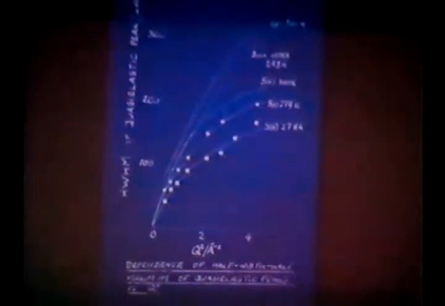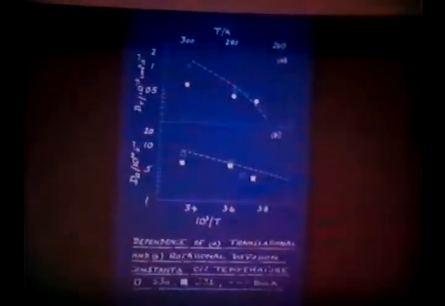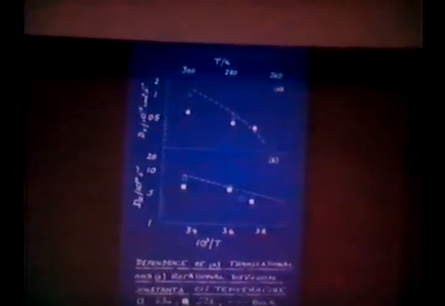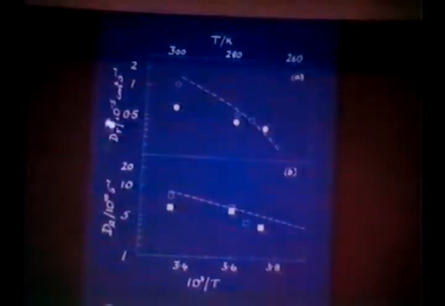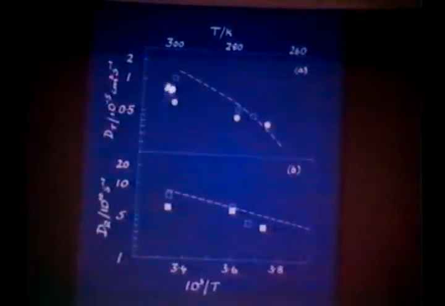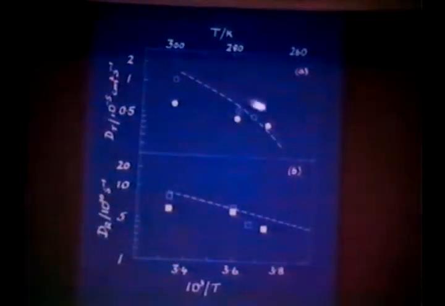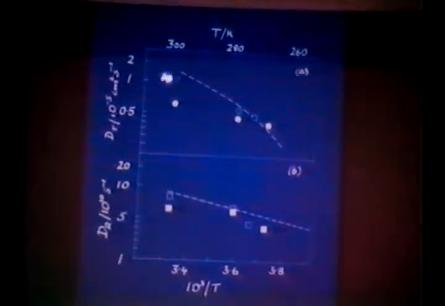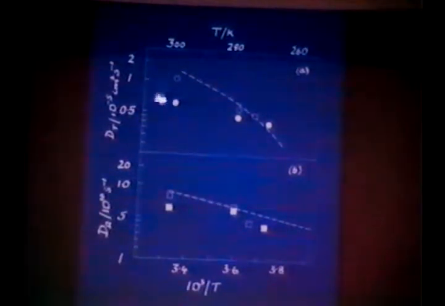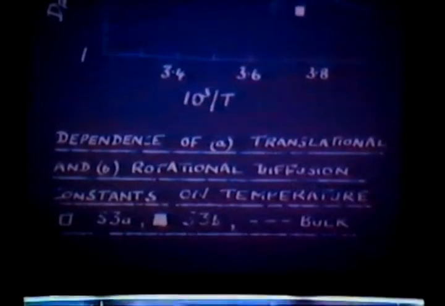And what one can do is make measurements of the half maximum as a function of Q squared, and these are typical results from which one can determine the translational diffusion constant. These results are summarized here as a function of temperature for the translational diffusion constant and the rotational diffusion constant. This is the result that Teixeira finds for supercooled water, and these are results for the temperatures we've measured for the gel containing the higher water content and the lower water content in the two situations.